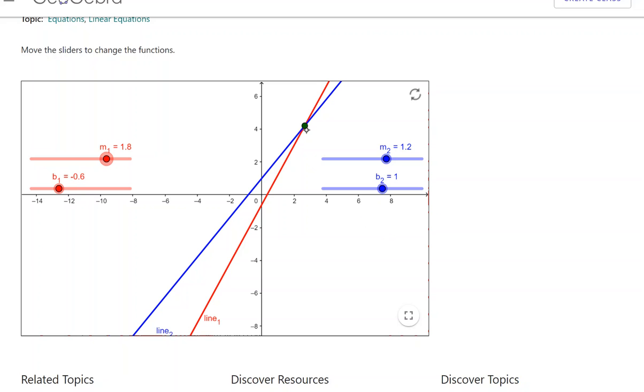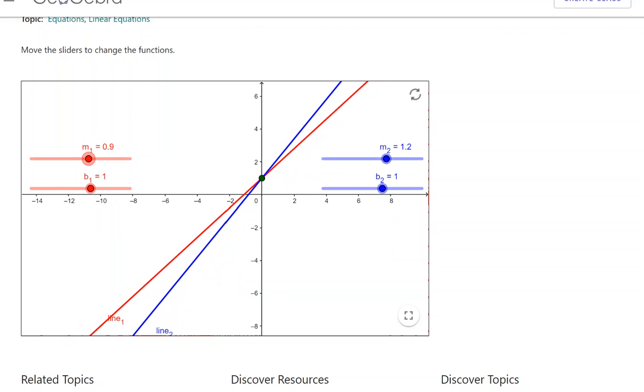Now, whenever we've got two lines graphed in the same axis, there's going to be three options. One option is that they'll intersect in exactly one place. The second option is that they will never intersect, and whenever they never intersect, that would have to be whenever they're parallel lines, which means their slopes are equal.